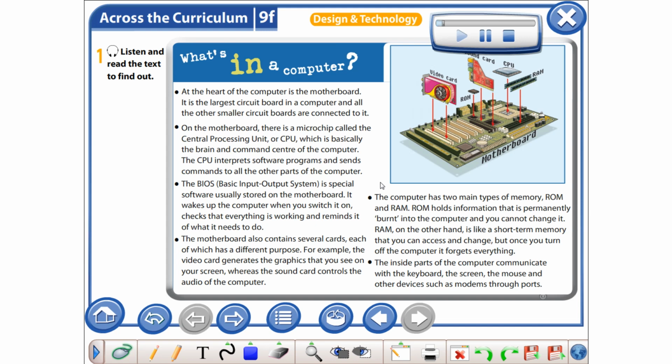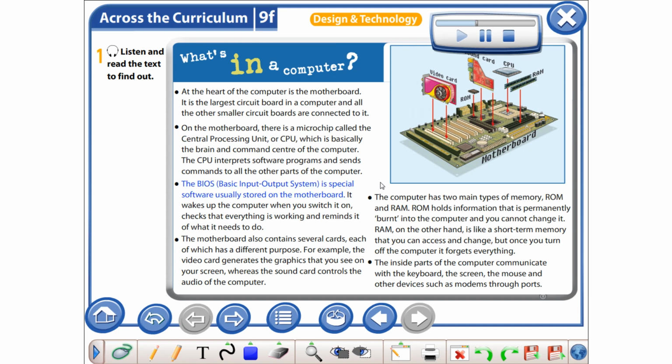What's in a computer? At the heart of the computer is the motherboard. It is the largest circuit board in a computer, and all the other smaller circuit boards are connected to it. On the motherboard there is a microchip called the Central Processing Unit, or CPU, which is basically the brain and command center of the computer. The CPU interprets software programs and sends commands to all the other parts of the computer.